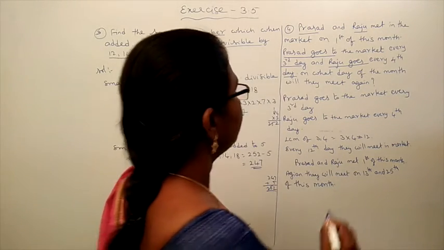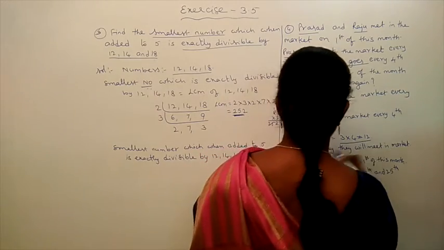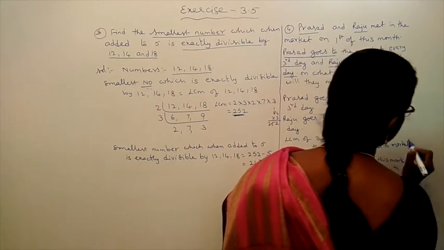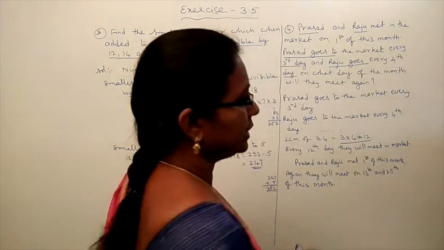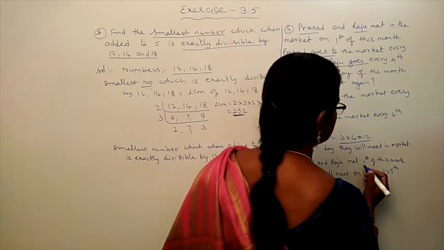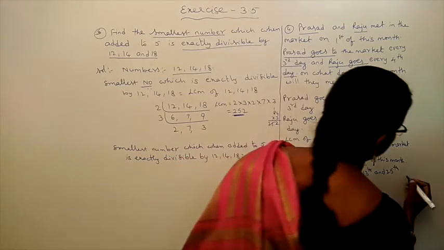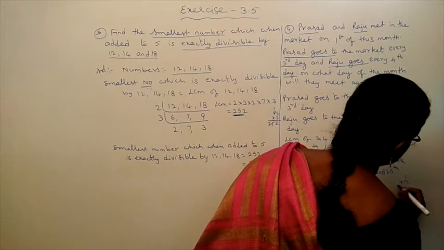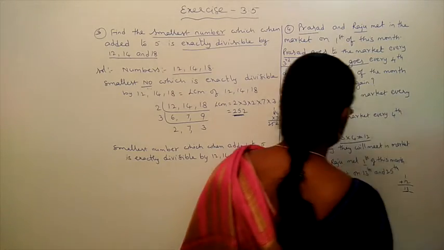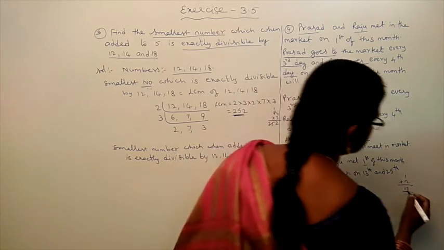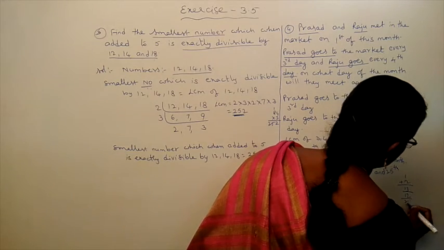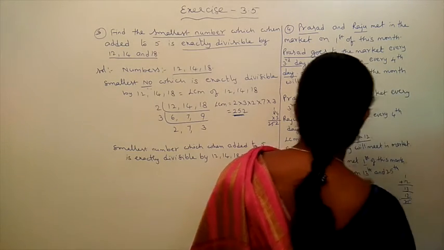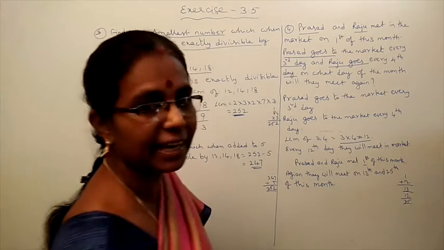Because see, every 12 days they will meet. Every 12th day they will meet in market. Now, first when they met, the 1st of this month they met. After 12 days means 1st plus 12 days means 13 days, then the 13th of the month. Next again 12 days, 25th. Now the 13th and 25th of this month they will meet again.